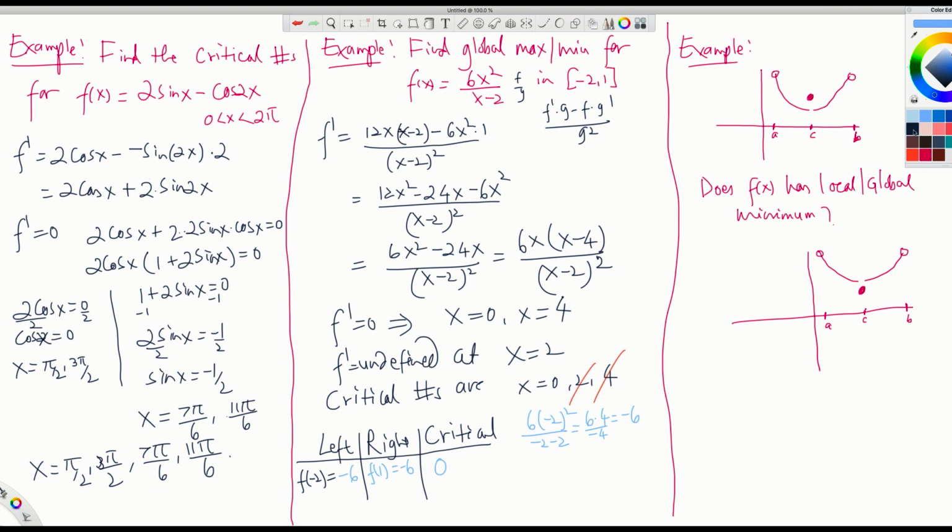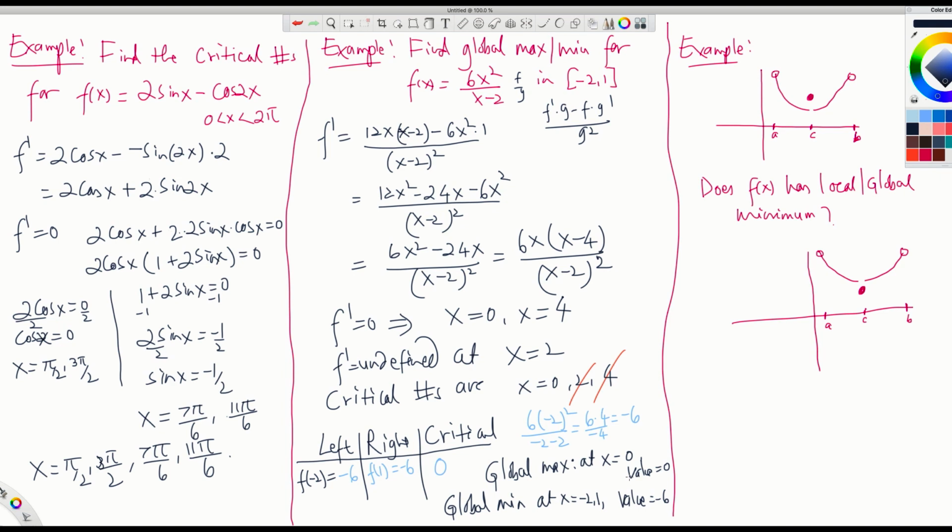So which one is the maximum? Which one is the minimum? So the global max is at x equals 0, right? Because this is the maximum value of those, right? At x equals 0, it is the global max and the value is 0 as well. So the global min is at x equals -2 and +1 and the value is -6. This is how we answer that.